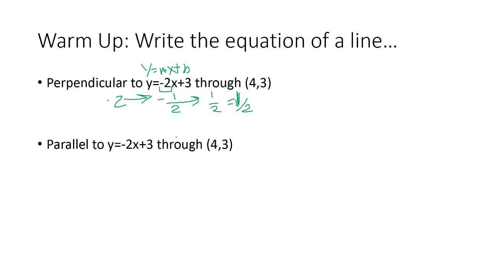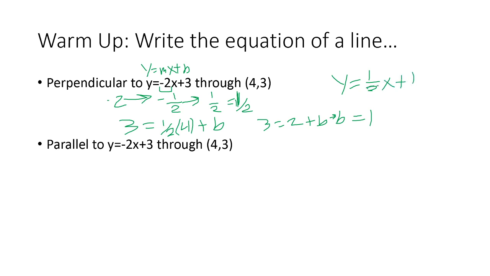From there, we plug into y equals mx plus b, plug in our y and our x. So 3 equals 1/2 of 4 plus b. Sorry, my email is going off. Just ignore that. And so 3 equals 2 plus b. b equals 1. And then our equation, we know our m is 1/2, y equals 1/2 x plus 1. There's the first one. Moving on to the other one.